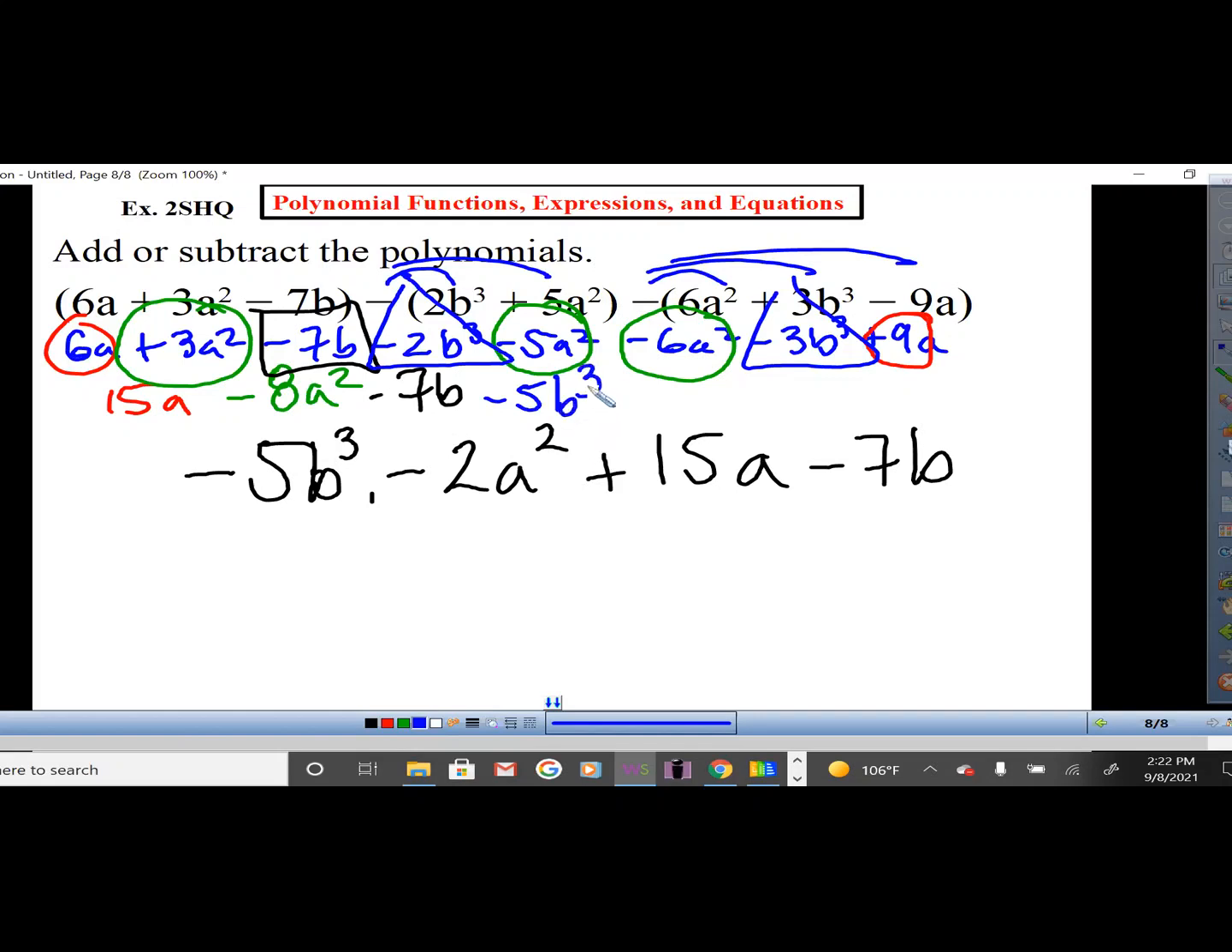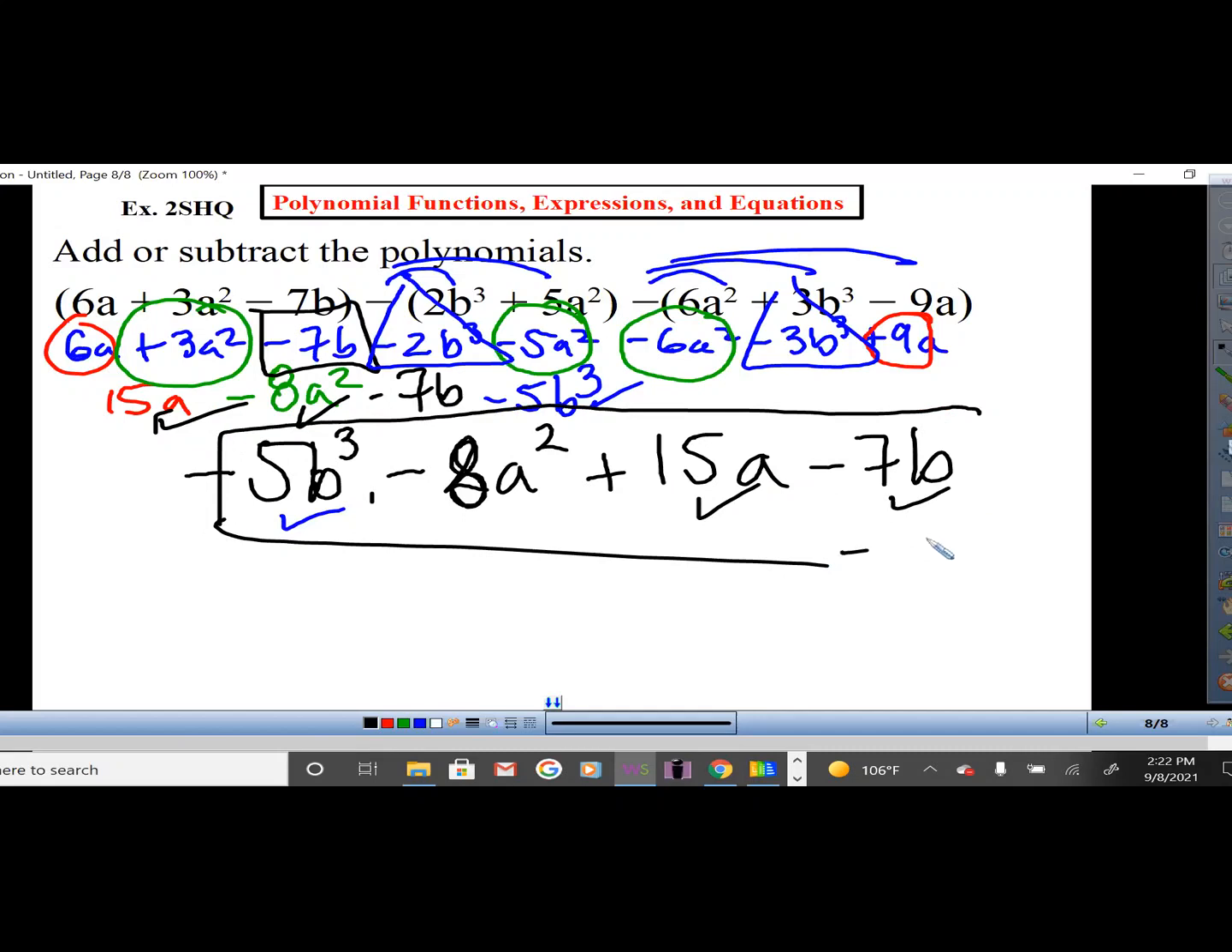In standard form, we start with negative 5b cubed, which is this one. Next, negative 8a squared. So this one has to be 8. All right. Next, what else? 15a. Yes, it's right there. And last, minus 7b. And if you got that by yourself, let's go.